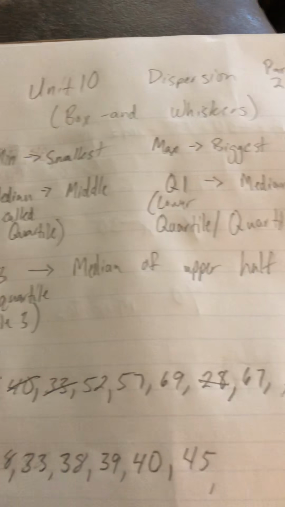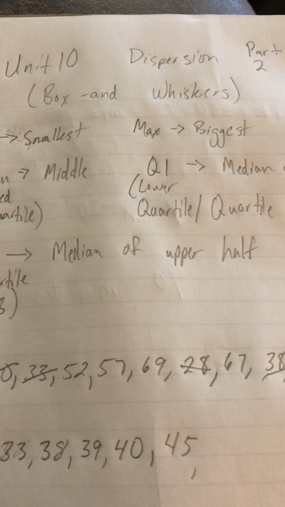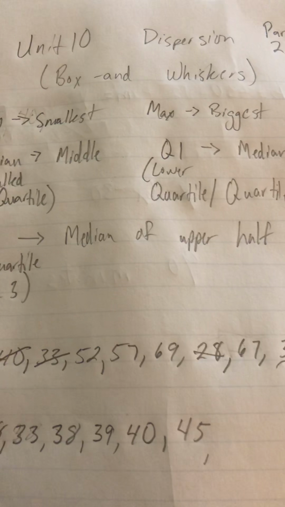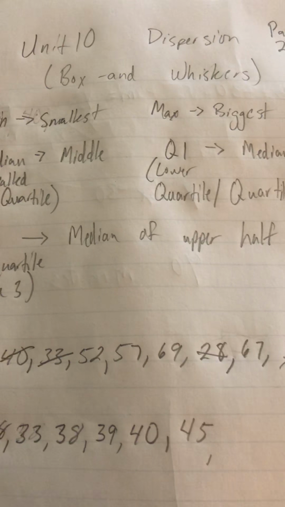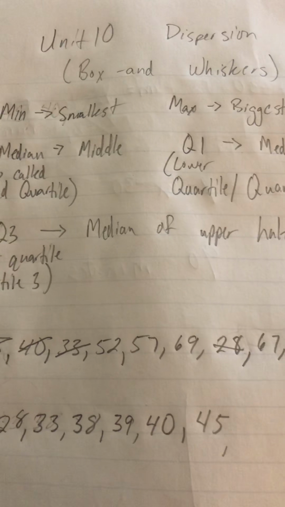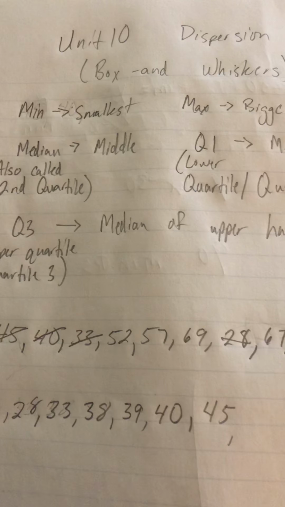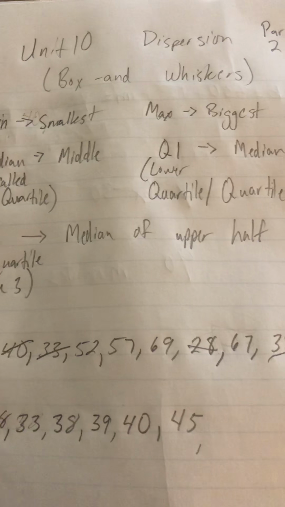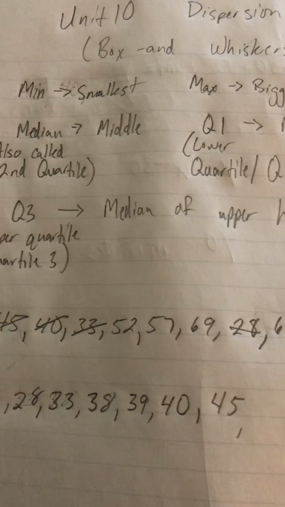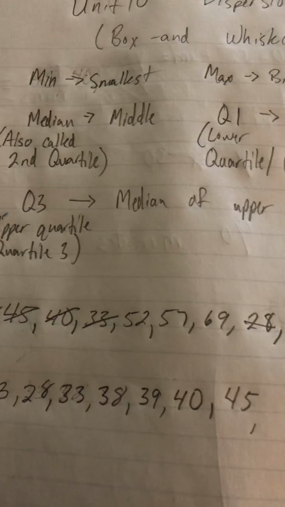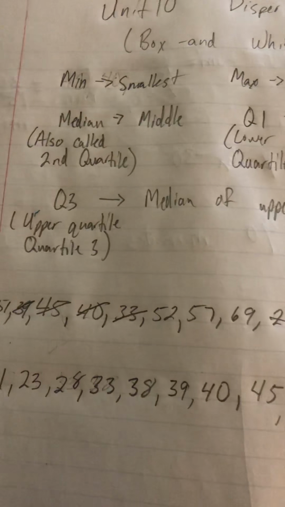This is Unit 10, Dispersion of Data, or Measures of Dispersion. This is for box and whisker plots. There are 5 different points for the data. Your minimum is the smallest number, maximum is the biggest, median is the middle. Sometimes that's called second quartile or middle quartile.